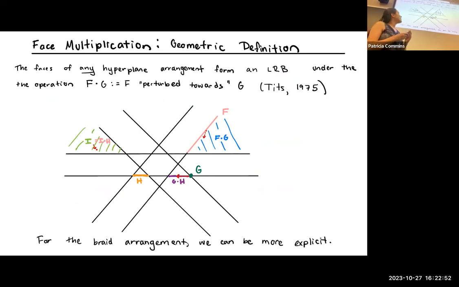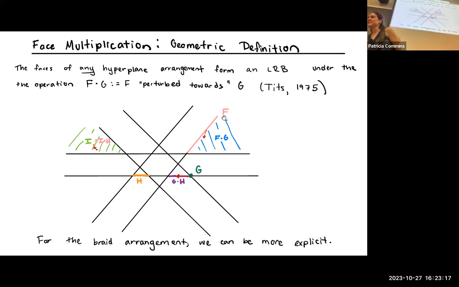Okay, but these spaces can be defined for any hyperplane arrangement, and it turns out there's a way to multiply the faces. You can think about this geometrically: if you want to multiply f by g, think about starting at some arbitrary point in f, and then taking an epsilon step towards g and seeing which face you land in.